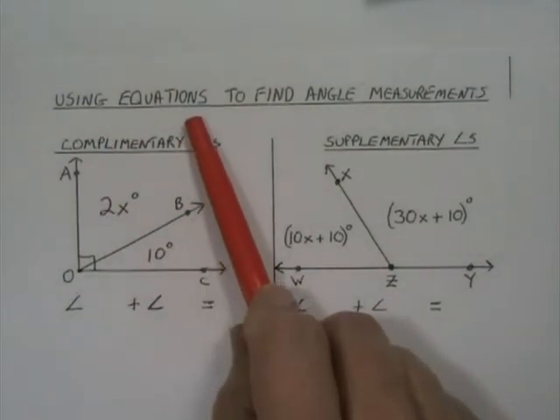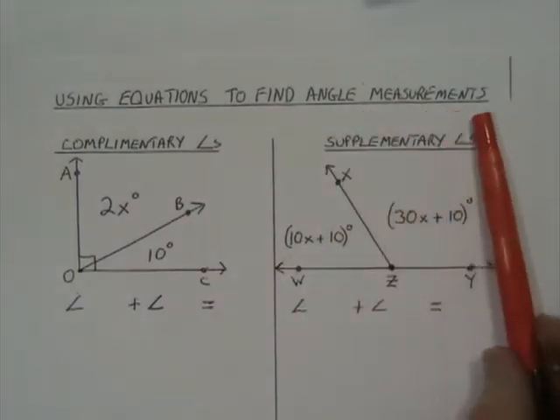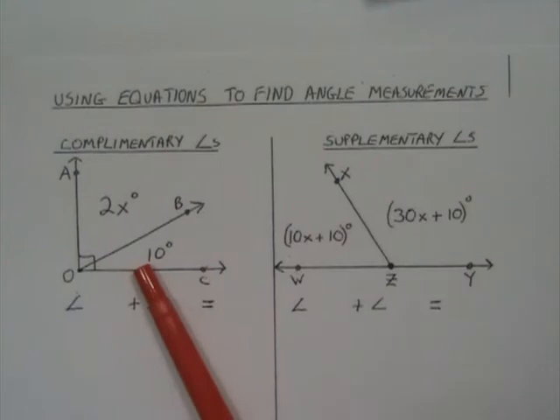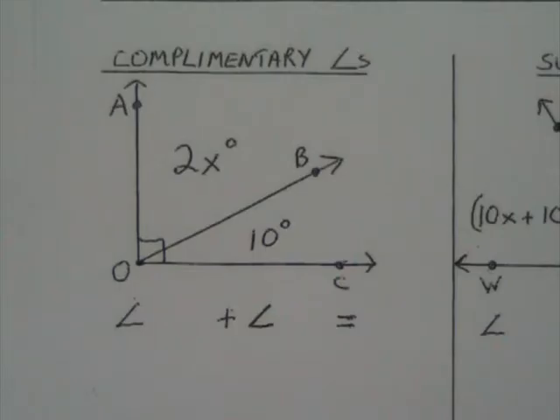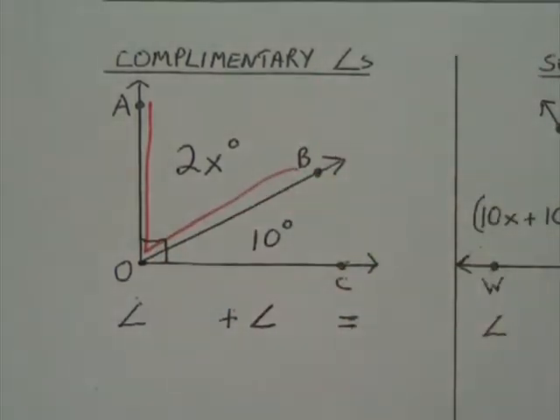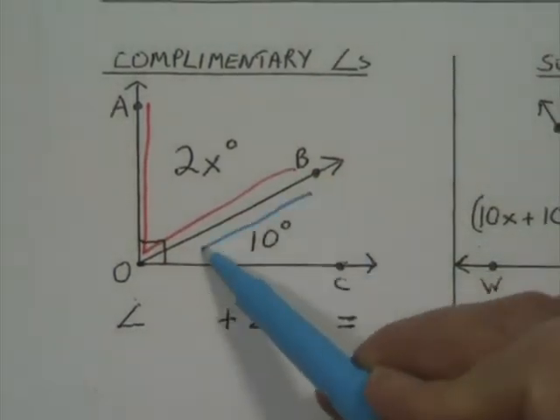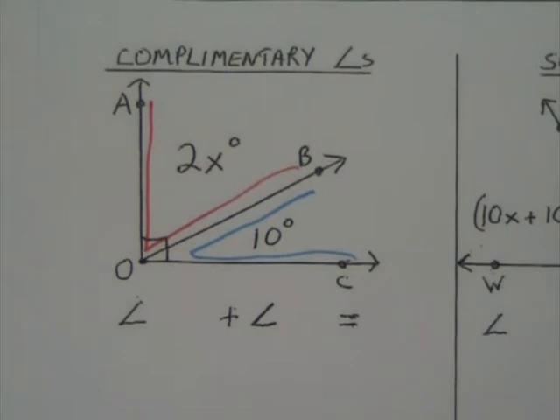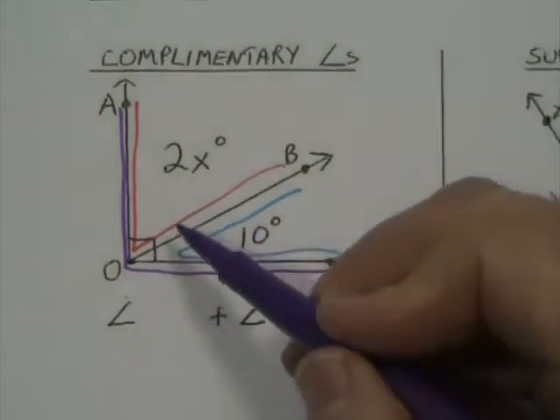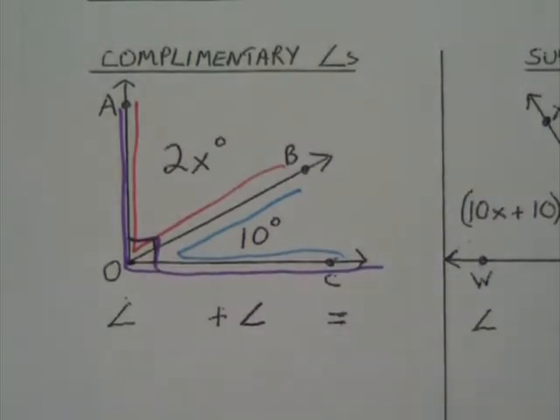Okay, so we're going to use equations to find angle measurements. And we have complementary angles and supplementary angles. Start over here with the complementary. All right, so what we have are these two angles, that angle and this one, and together they form a right angle. That's what the box right there is for.